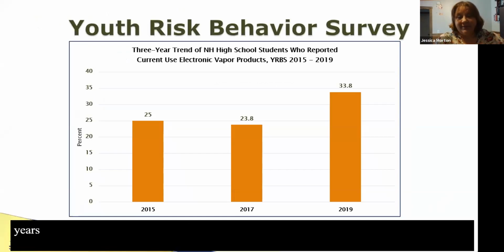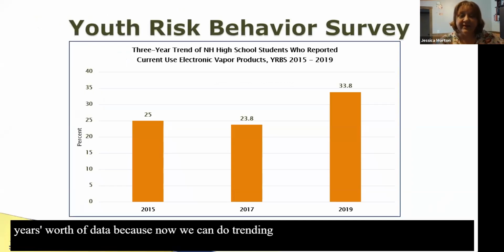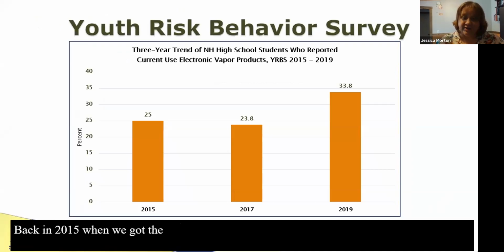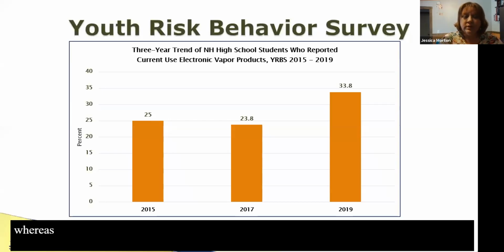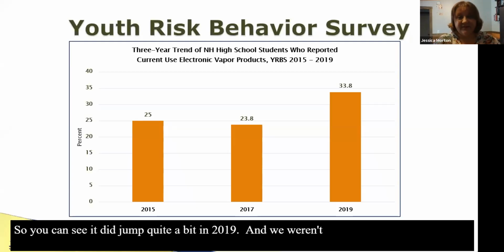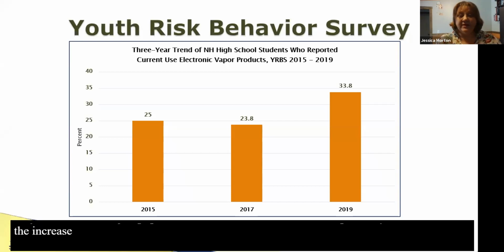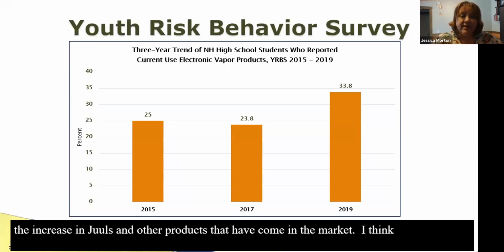And so back in 2015, when we got the results, we were really concerned in New Hampshire because that level was a lot higher than the national average, which I believe was at like 10 or 12%, whereas we were at 25%. So you can see it did jump quite a bit in 2019, and we weren't surprised by that because of the increase in Juuls, as well as other products that have come on the market since 2017. And I think you all can attest to that, you've seen it in your communities. Next slide.